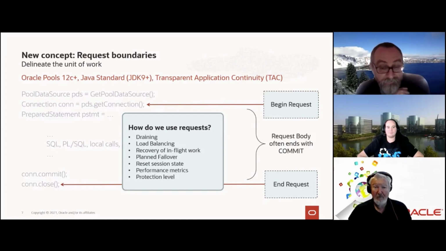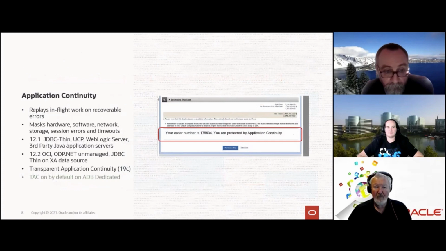Obviously, I think most of us would agree that explicit request boundaries are better because the application is determining when those occur. But for those applications that do not use Oracle connection pools, transparent application continuity is the key because it will manage where the requests start and end and allow you to do replays and so forth accordingly.